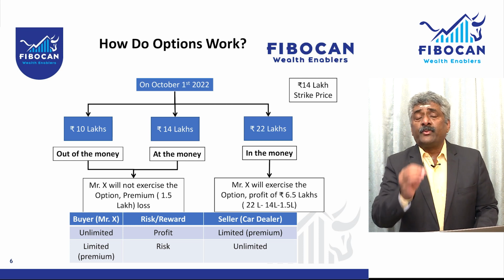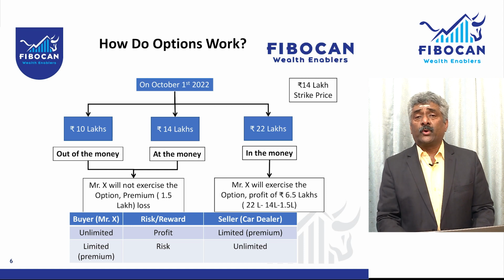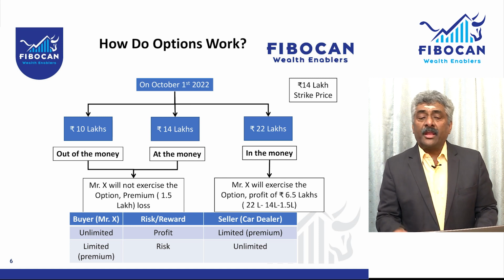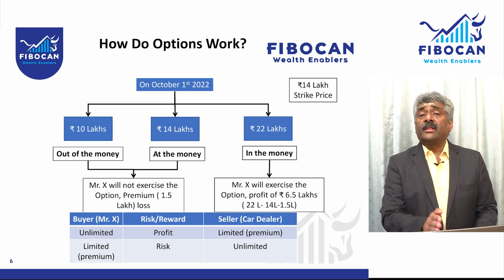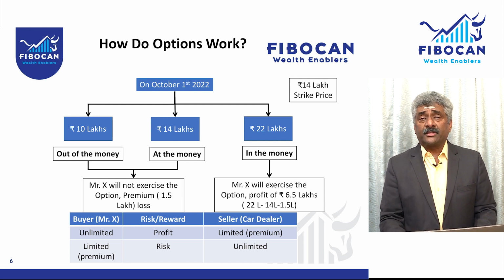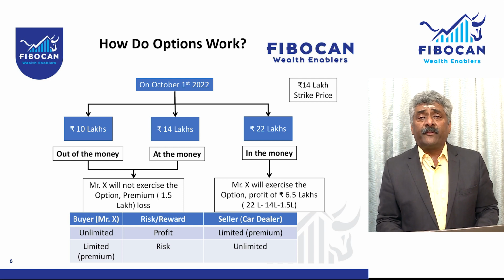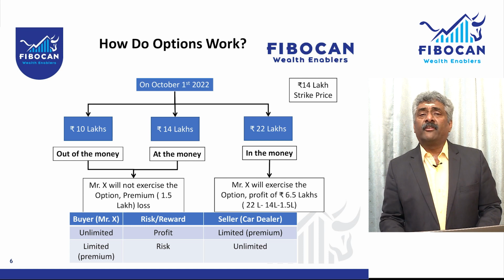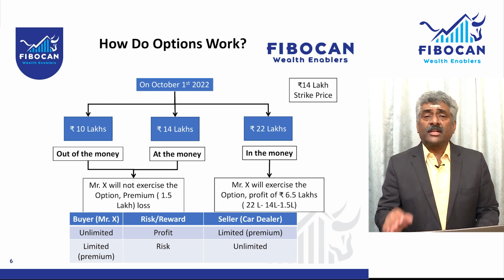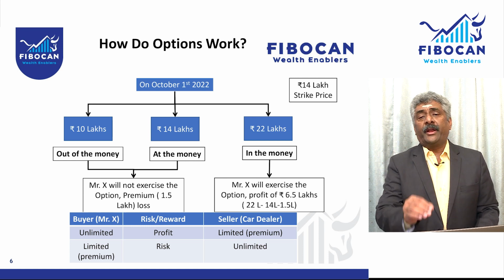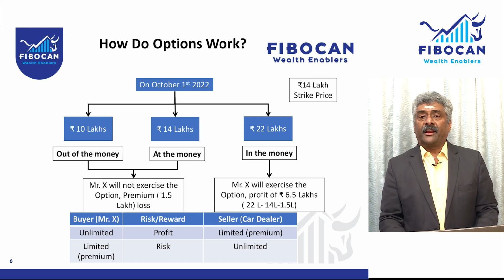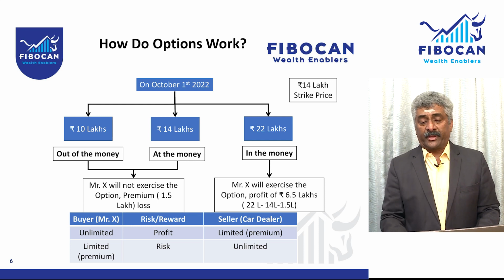The dealer is benefited in these two scenarios, when the price is at the money or when the price is out of the money, right? So when the price is at 22 lakhs, in both the scenarios, how much profit is the dealer making? The dealer is making a fixed profit. What is the fixed profit? The 1.5 lakhs premium which Mr. X paid upfront, right? That is the profit he is making.